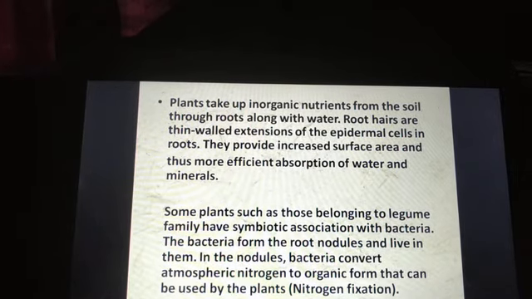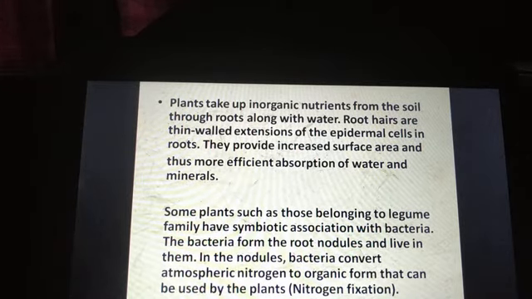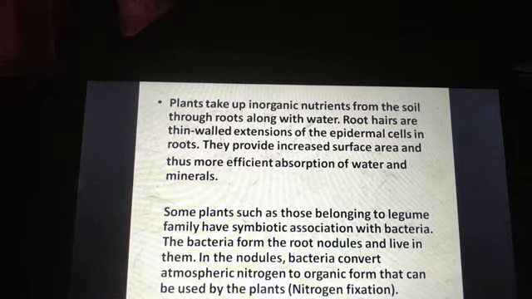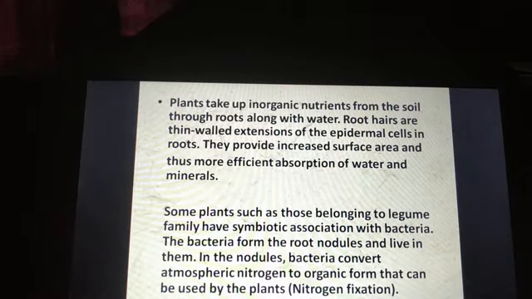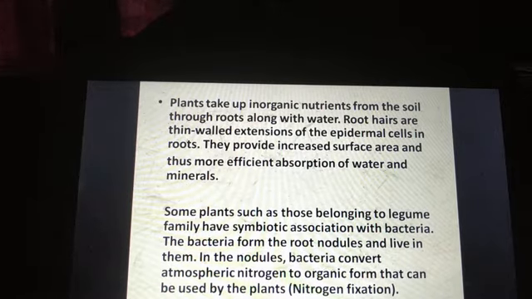So what happens, students? The plants cannot take the nitrogen that is present in the atmosphere directly. So this nitrogen needs to be converted into some other form, like the organic form, so that they can use it. Leguminous plants need a greater amount of nitrogen.